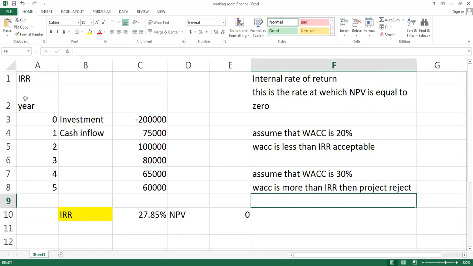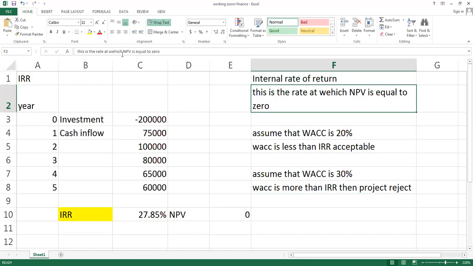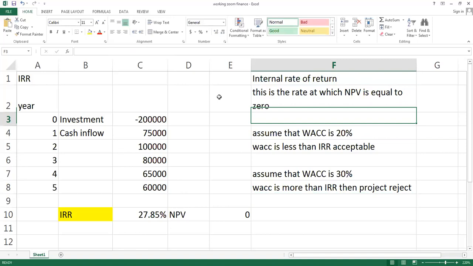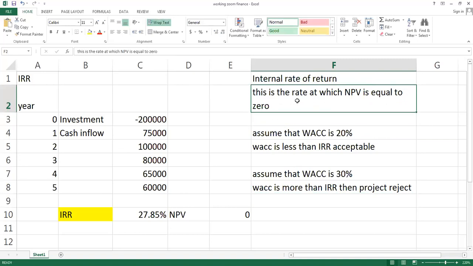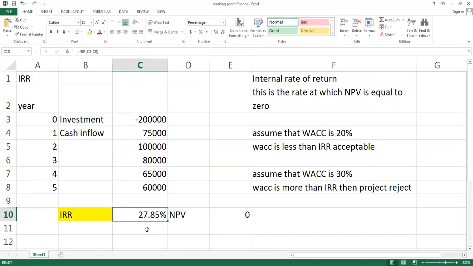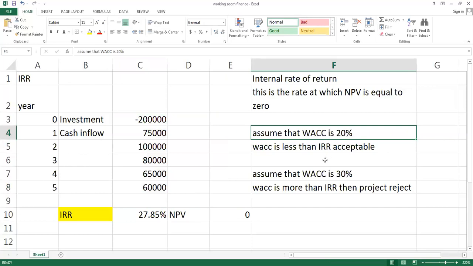So I'm repeating again, IRR is internal rate of return. This is the rate at which NPV is equal to 0. So the point that I'm highlighting over here is very simple. This is the rate which we calculated. If we apply this rate on this entire cash flows, then the resulting NPV will be equal to 0. A student who is familiar with the NPV process, if he applies this rate on these cash flows, he will be able to get NPV equal to 0.